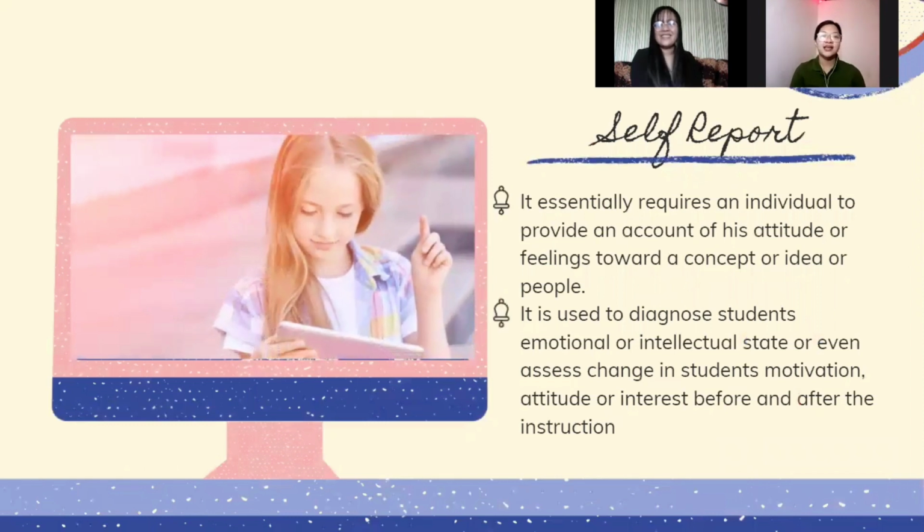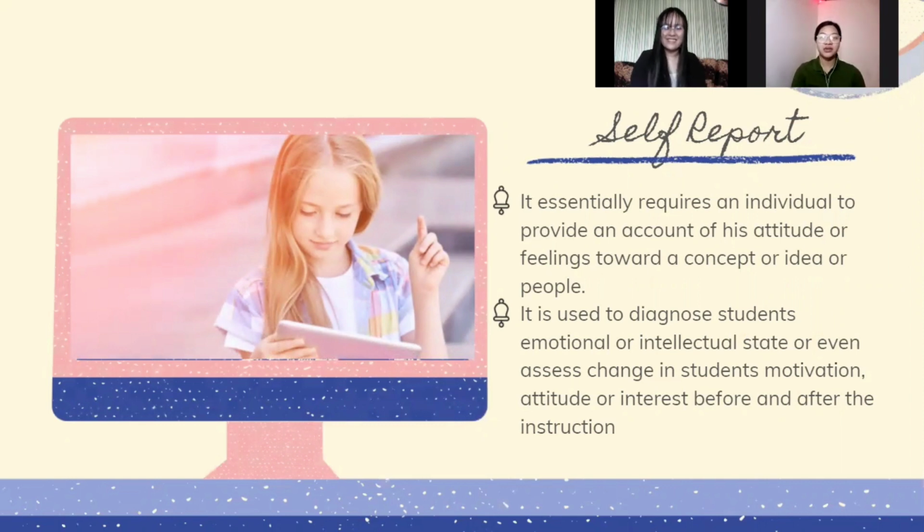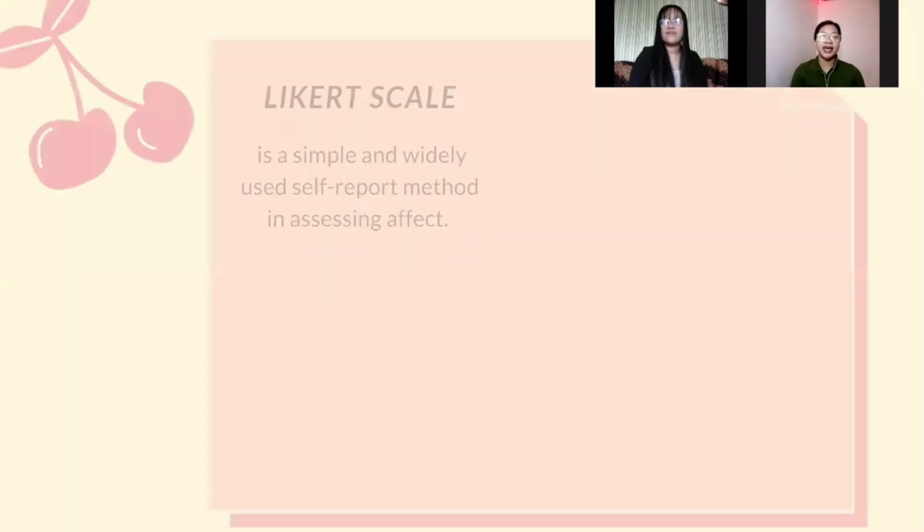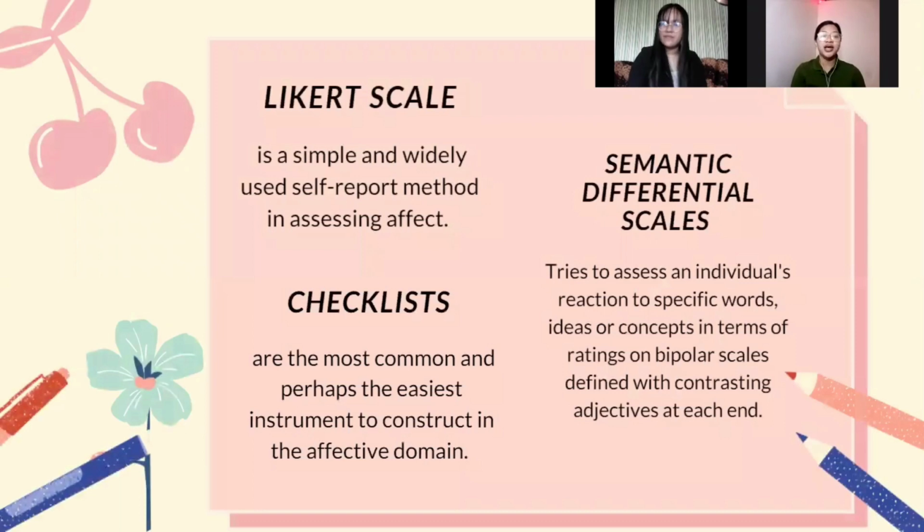First is the self-report. So it is used to diagnose students' emotional or intellectual state or even assess change in students' motivation, attitude, or interest before and after the instruction. It is easy to administer, but gathering of factual data is questioned about its truthfulness or biases. Under the self-report are the Likert scale, checklist, and semantic differential scale.